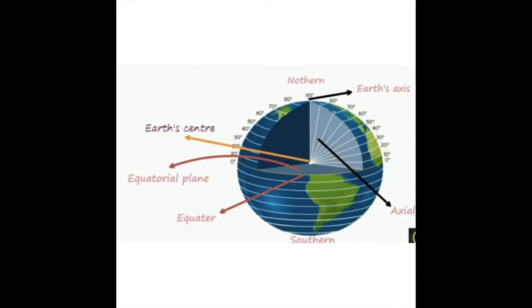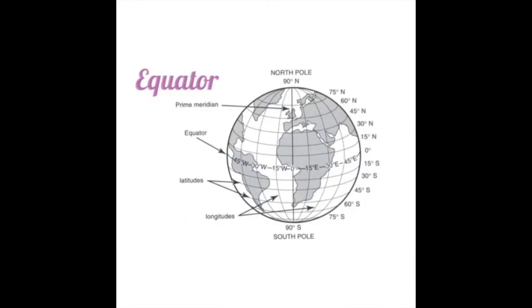The degrees of the parallels are measured from the equator. That is why the equator is considered as the 0 degree parallel. It is the largest parallel and also a great circle. The equator bisects the Earth into north and south parts.